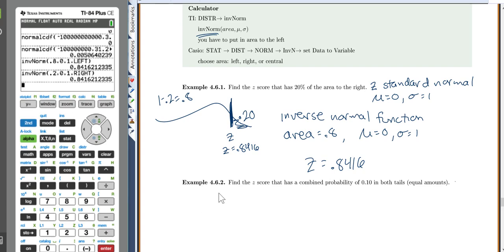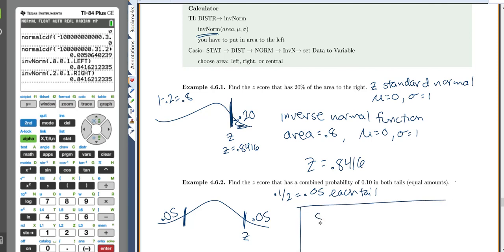So in this next example, let's find a z-score that has a combined probability of 0.1 in both tails. So we want the same amount in each tail, but we want a total combined probability of 0.1. So that means if we divide it by 2, that's going to be 0.05 in each tail. So we have 0.05, 0.05, and we want to find the z-value that does that. Now again, this is going to be our standard normal because it's a z, with mu equals 0 and standard deviation equals 1.